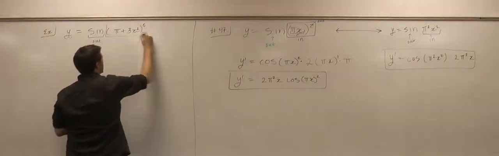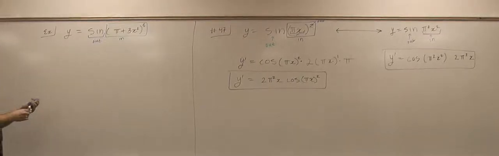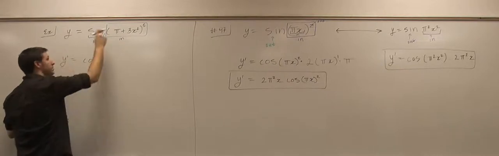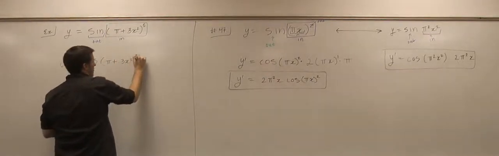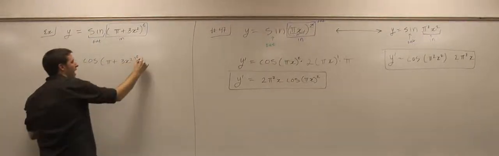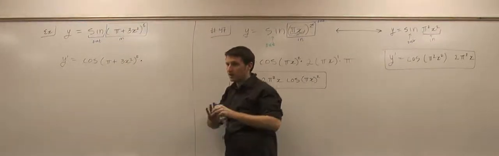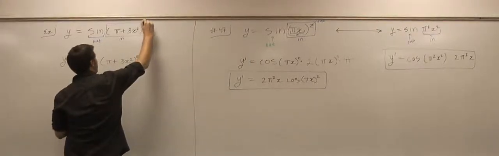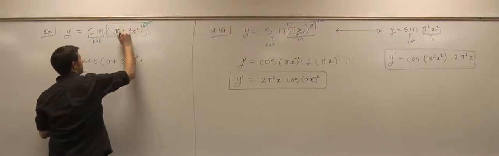This whole thing is my inside to begin with. So I do the derivative of the outside, which is cosine. Keep the inside exactly the same. Still to the 5th, because I'm doing the derivative of this. Times, now when I do the derivative of the inside, I have to break that apart again into in and out. So now the out will be the 5th power, and the in will be this part.